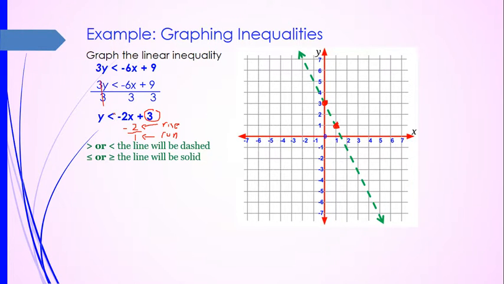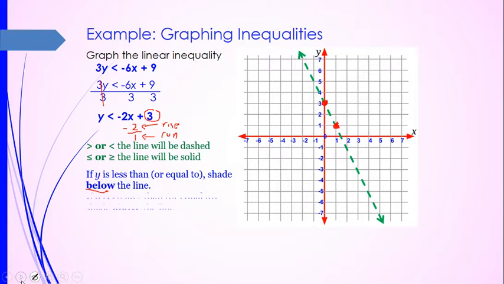And I utilize the fact that this line is going to be dashed, so I make it a dashed line. All right, so now we're most of the way there. We have one other thing to decide, where the shading is going to be. Okay? So in this case, I'm looking at the inequality symbol, and I see that it is less than. So less than means below the line. If it was greater than, we would shade it above.